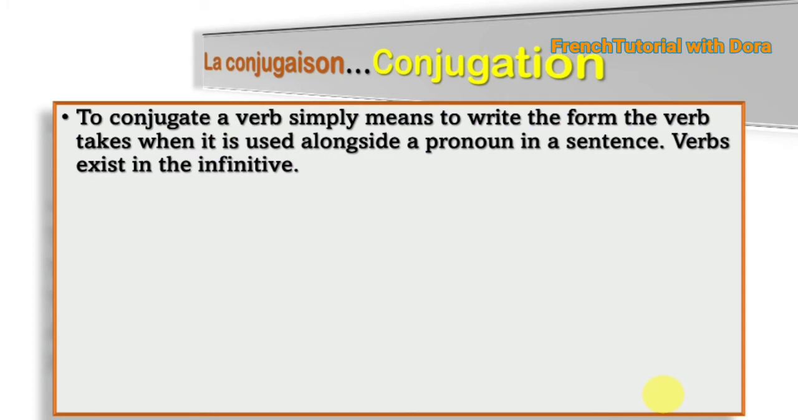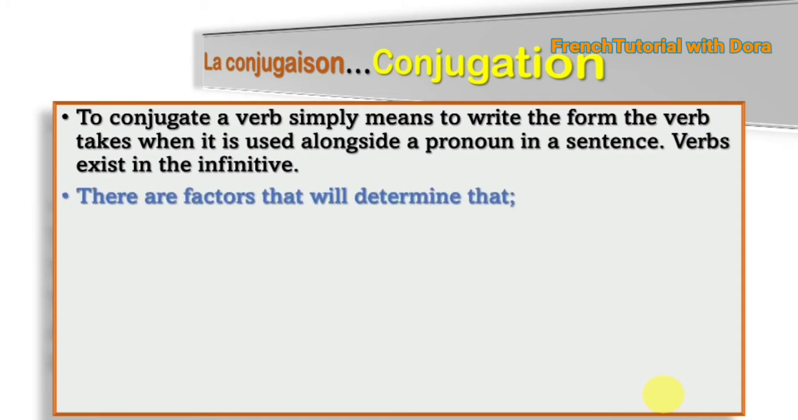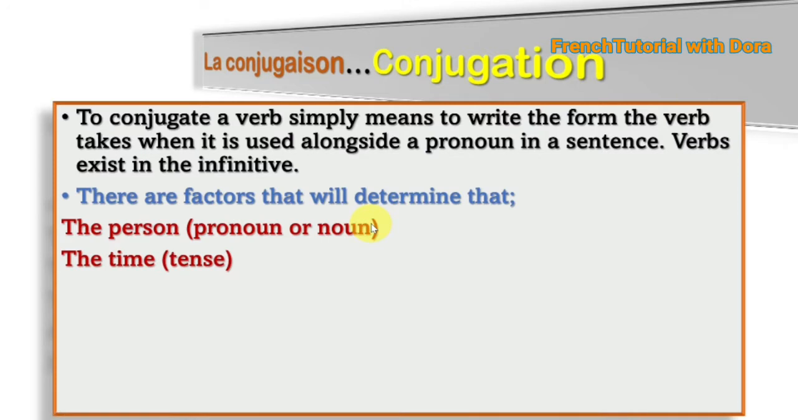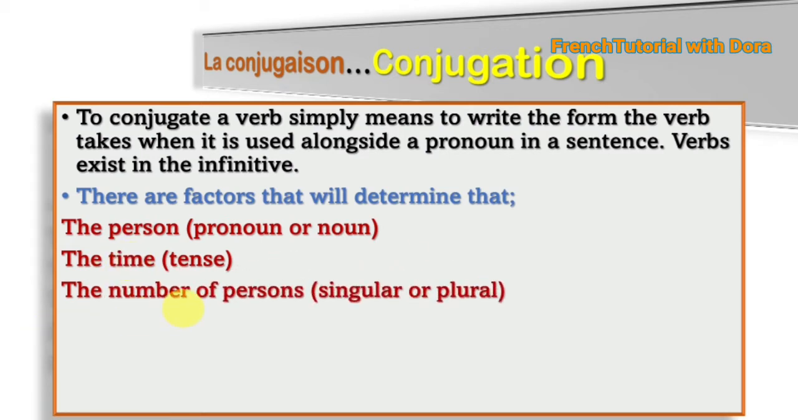Alright? Yes, there are things that you consider before you do that. Now, the first is to consider the person. If you're going to make a sentence with a verb, you have to consider the person. Is it first person, singular, second person? So when we say the person, we mean the pronoun or the noun that is involved. You also consider the time. Am I talking in the present or in the past or future? You also consider the number of persons. Is it one person or more? So it's either singular or plural.